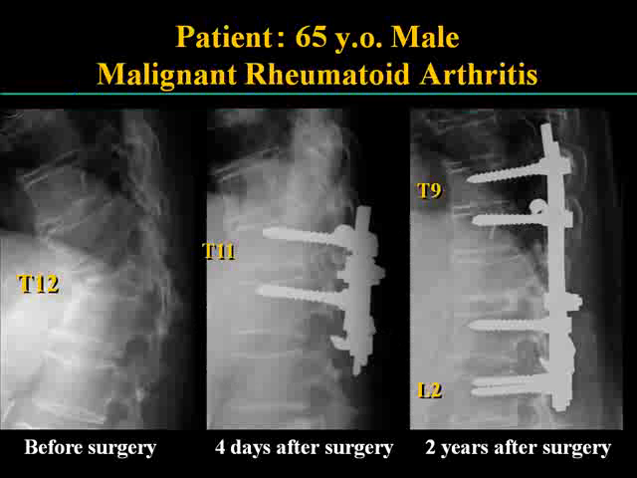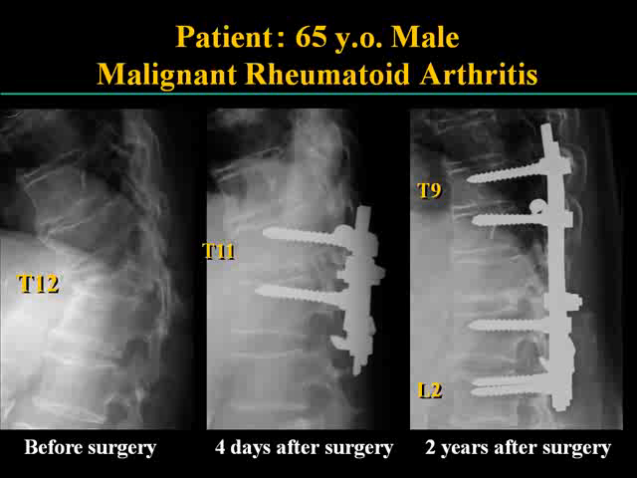This is a case that underwent revision surgery. The patient was a 65 years old male with malignant rheumatoid arthritis. Collapsed vertebral body level was T12. Chance fracture happened at 4 days after surgery. Revision surgery was done and posterior instrumentation and stabilization was done at T9 through L2.